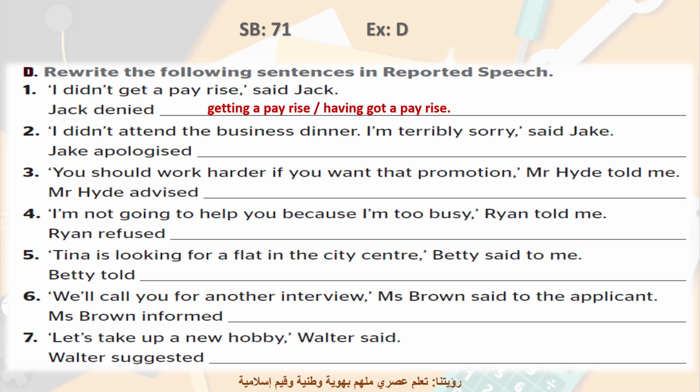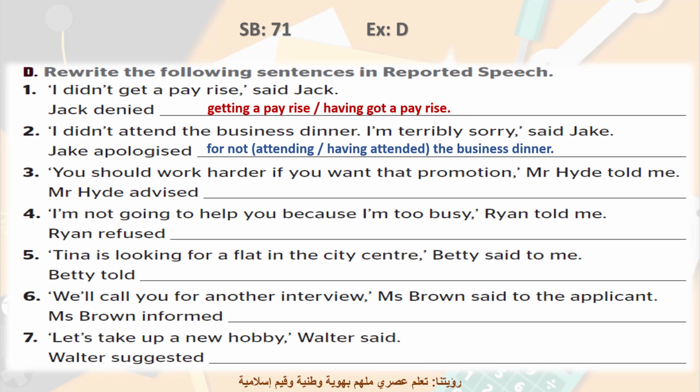Here are the answers for the questions. Number 2, "I didn't attend the business dinner. I'm terribly sorry," said Jake. So Jake apologized. Why? Because he said sorry, right? Okay, so Jake apologized for not attending or not having attended the business dinner. Okay? I hope you got it right.